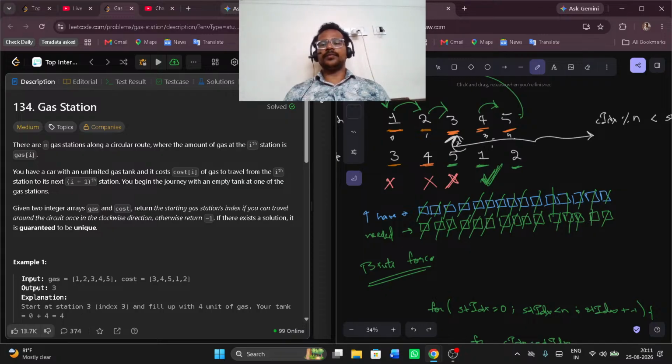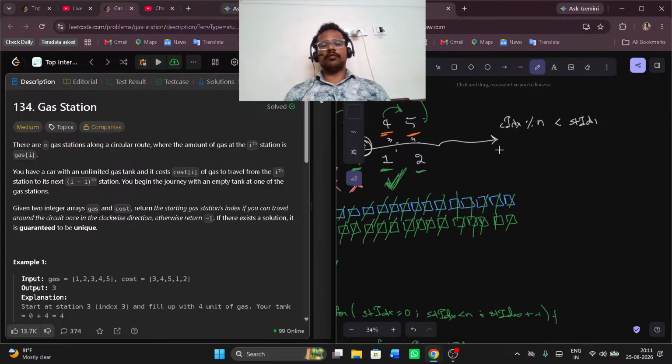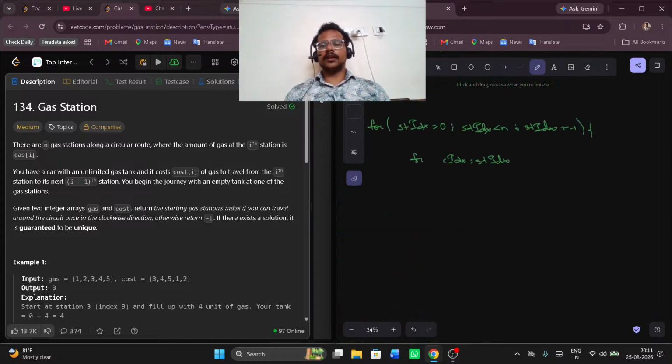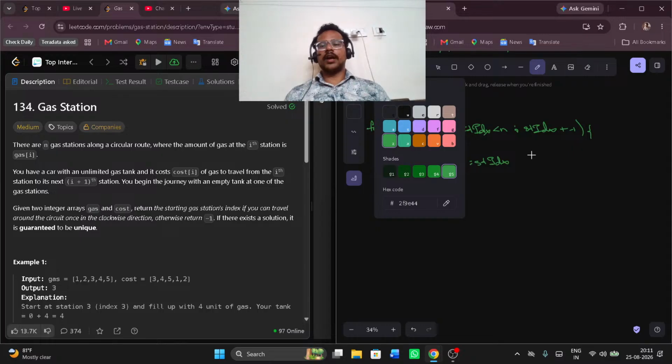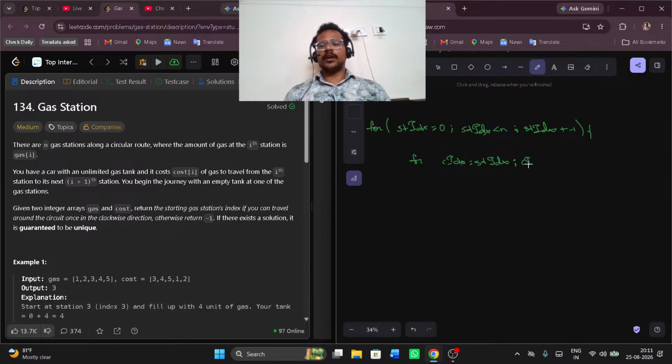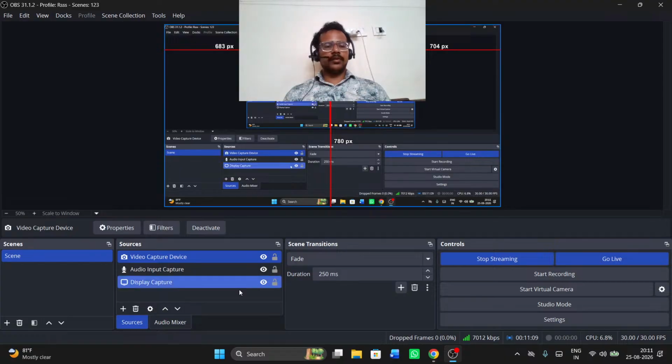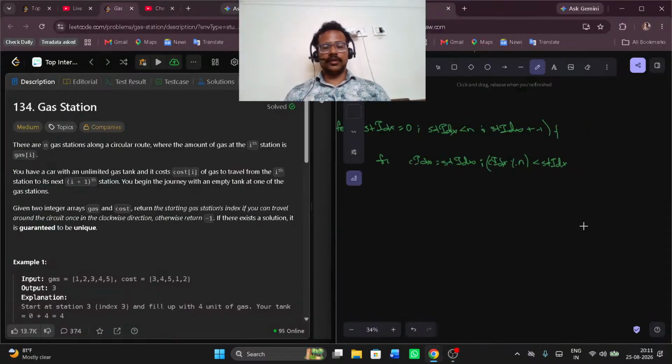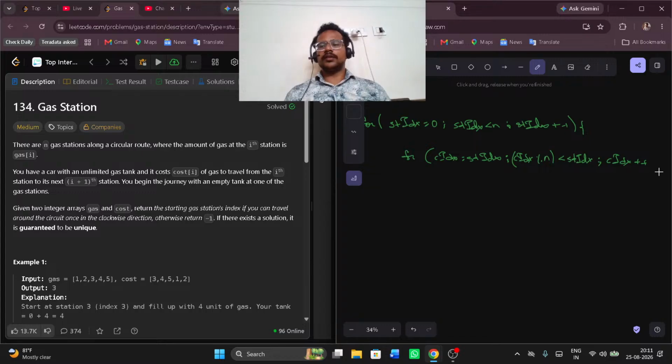3 mod 5 would be 3. So current index mod n should be less than starting index. That's what I'll just do. Current index mod n should be less than starting index. Am I audible? Yeah. I just forget sometimes. Current index will be incremented.